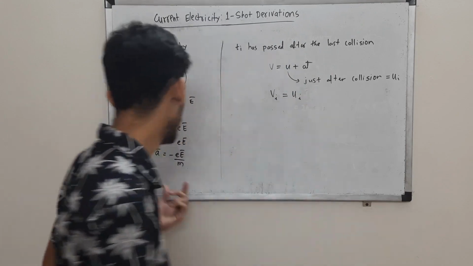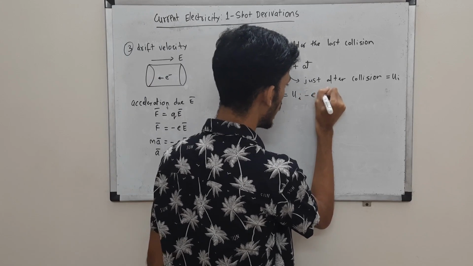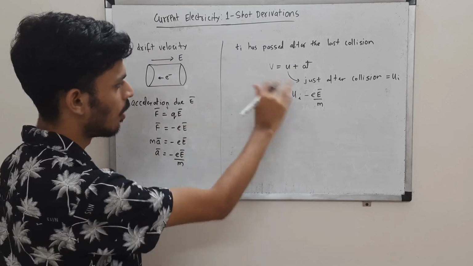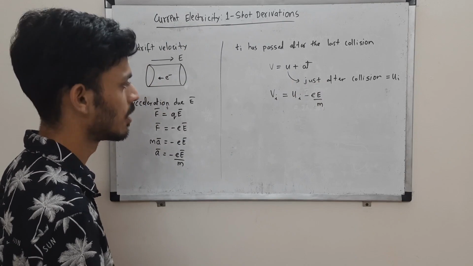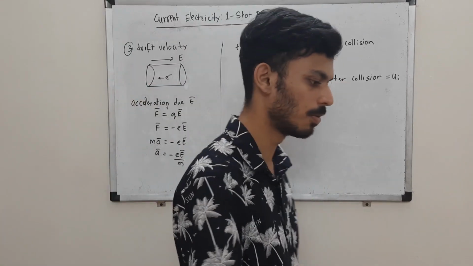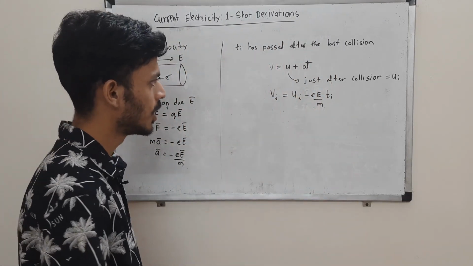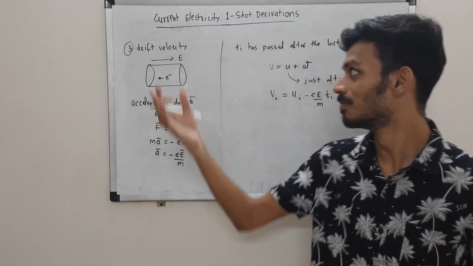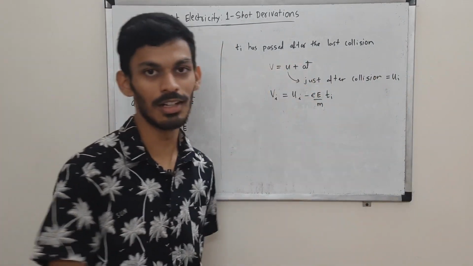Acceleration, we know the acceleration is only due to the electric field over here, so it is eE by m, right? These are all vectors, so I'm just dropping the vector sign. Finally we'll bring it back because we know it's all vectors. And finally the time that has passed from the last collision to the time that we are recording is Ti, right? So this is the expression for final velocity, which is what we are supposed to find, the final velocity of the electron after it has suffered the latest collision.